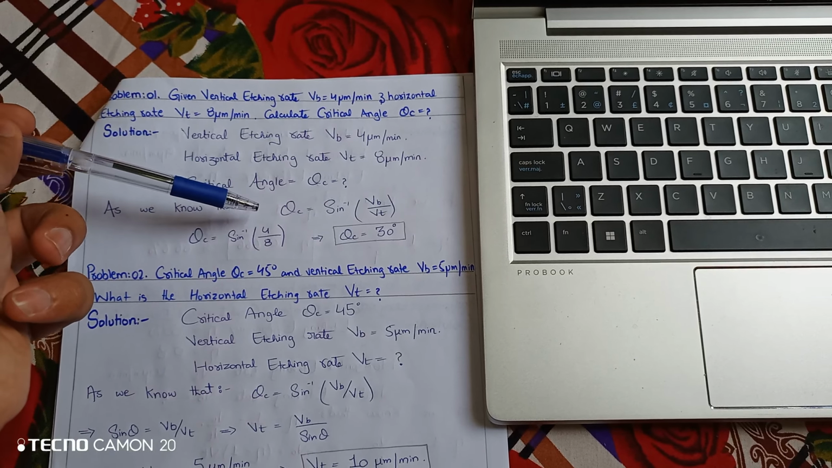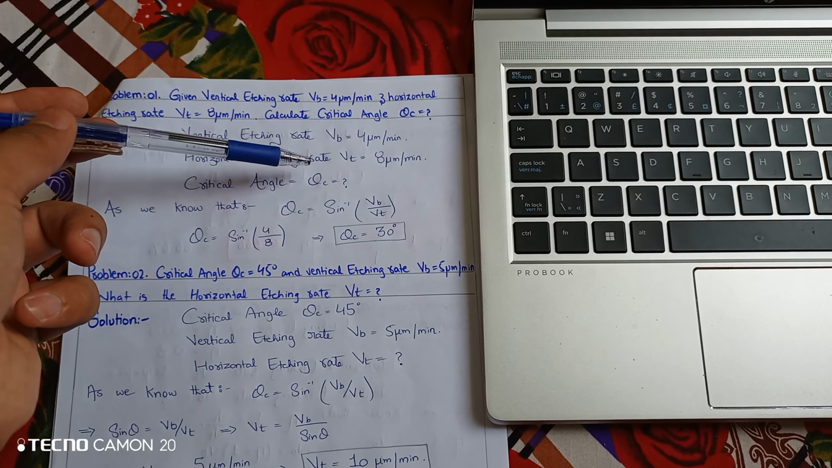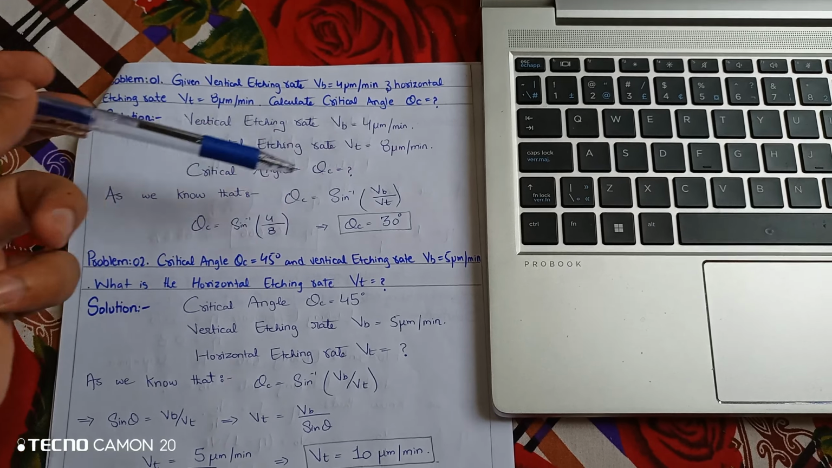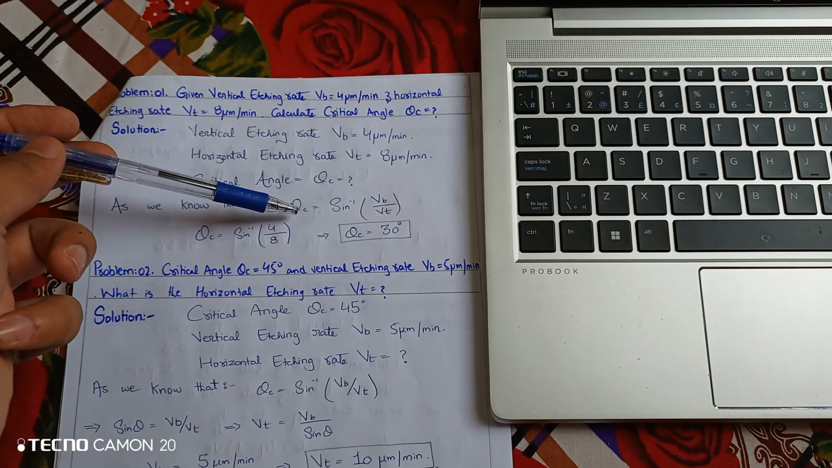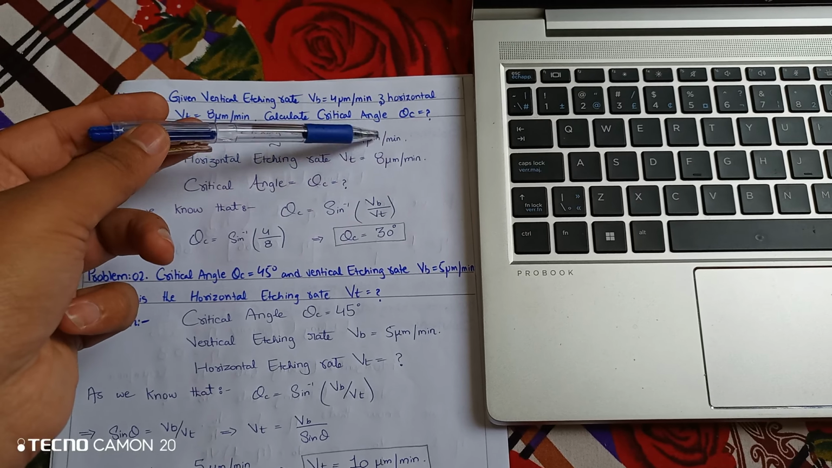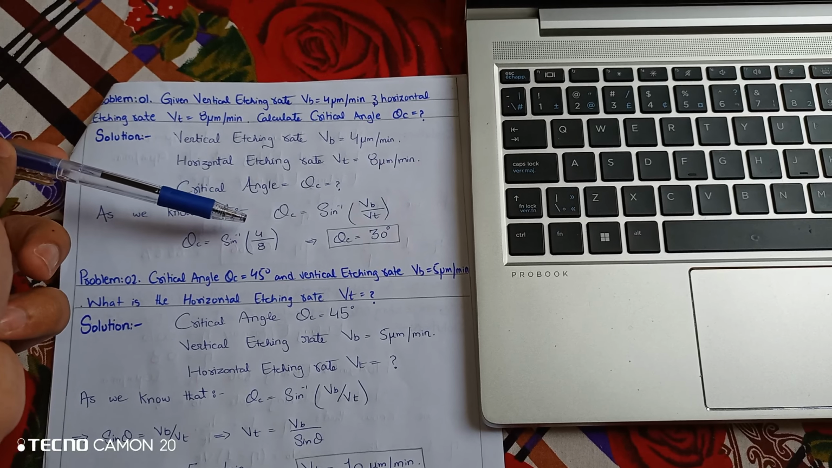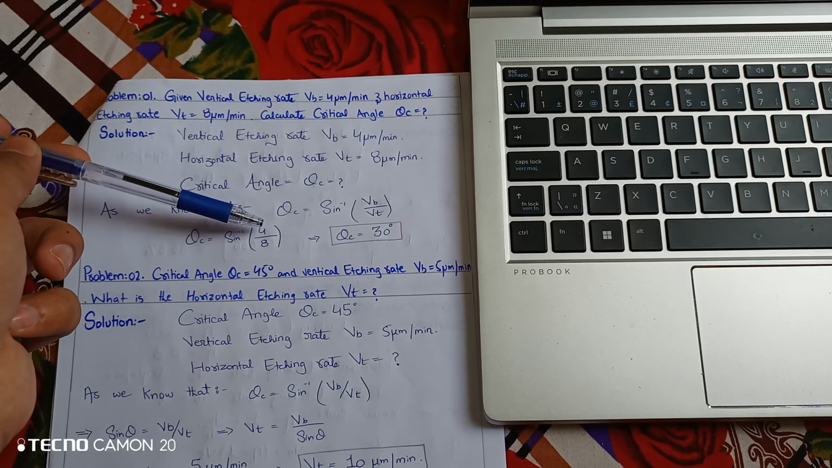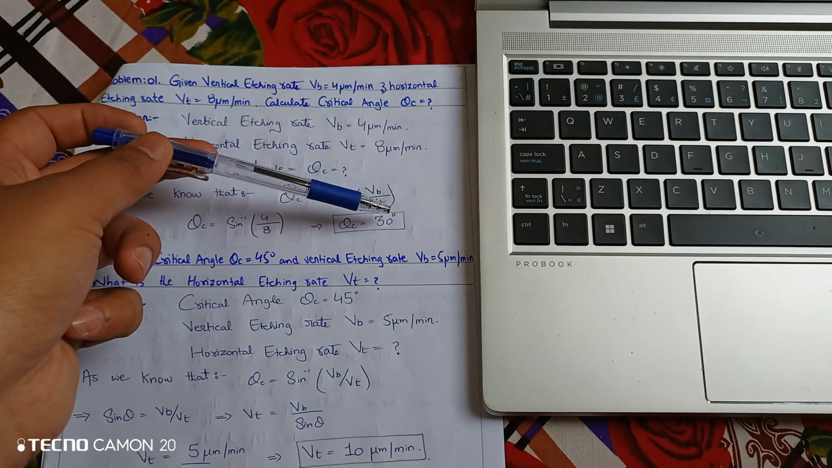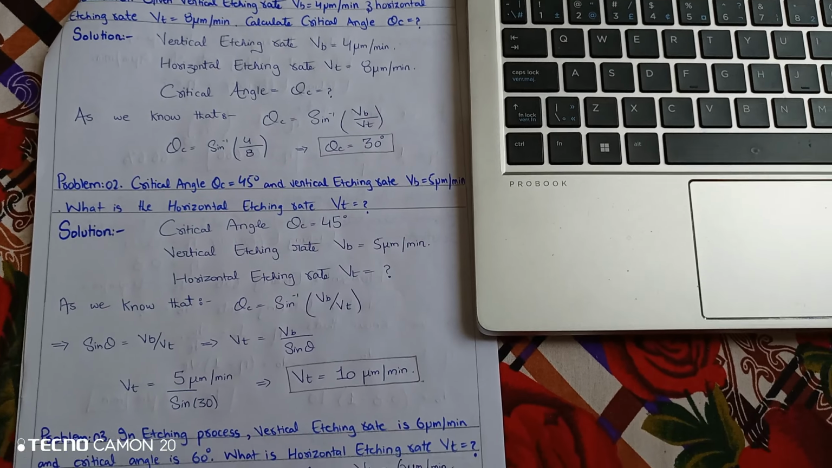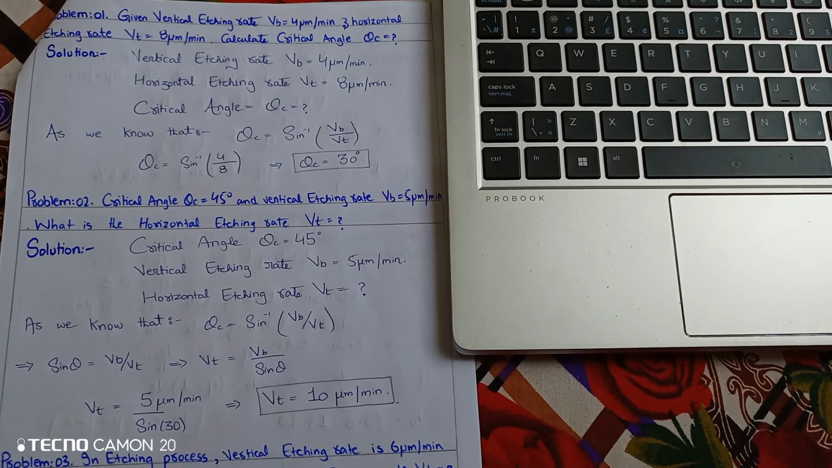Because VB has the same unit as VT, the units cancel each other, so you will only be left with 4 by 8. That's why we have not written the units, because the units are similar and cancel each other. So sine inverse of 4 by 8 gives theta c equals 30 degree, which is the critical angle. Now move towards the second problem.